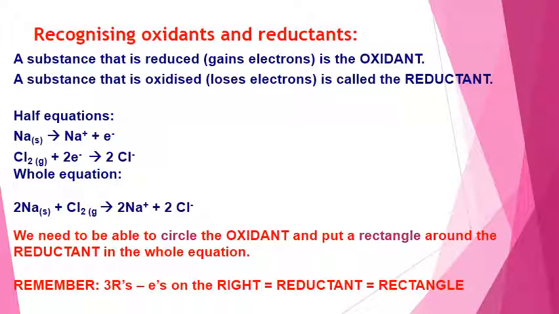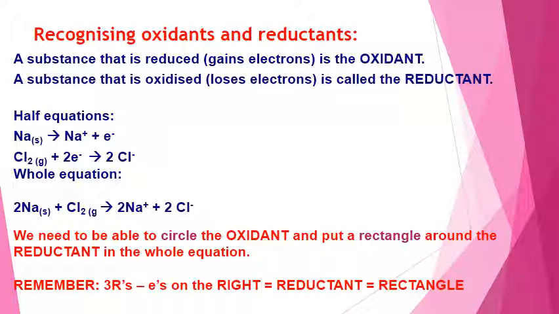Okay, another aspect, especially around the achieve level to begin with, is you have to recognize which are the oxidants and which are the reductants. So there are 2 main definitions around this. A substance that is reduced, which means it's gaining electrons, is known as the oxidant, and a substance that is being oxidized, or losing electrons, is called the reductant.